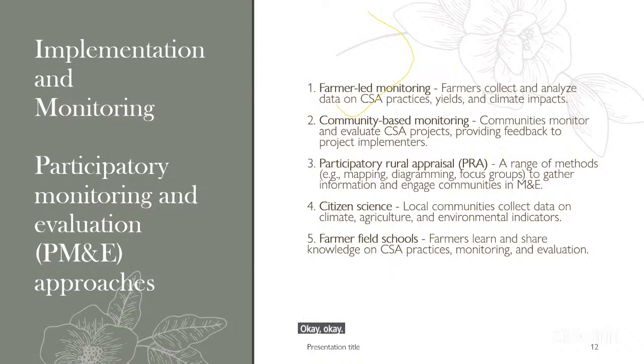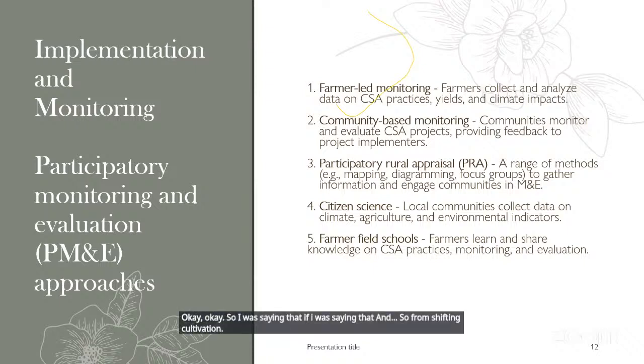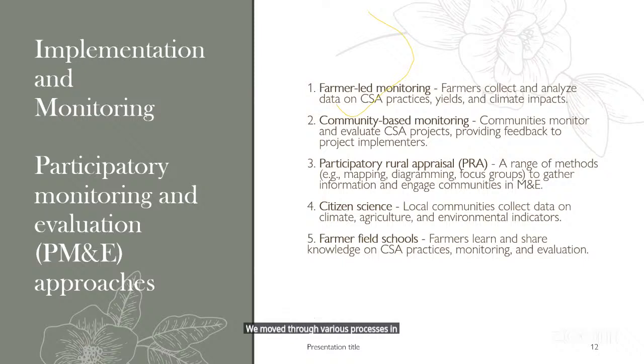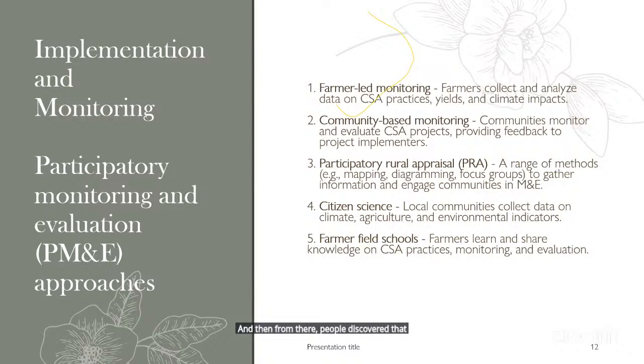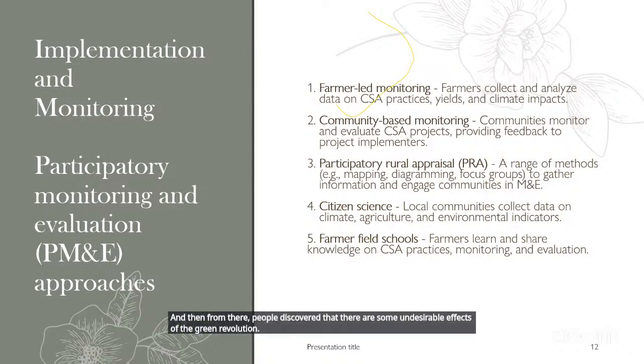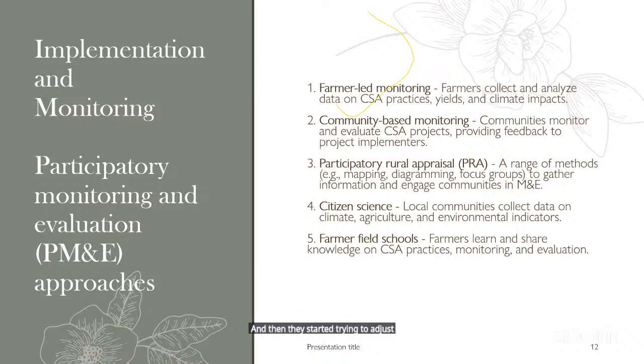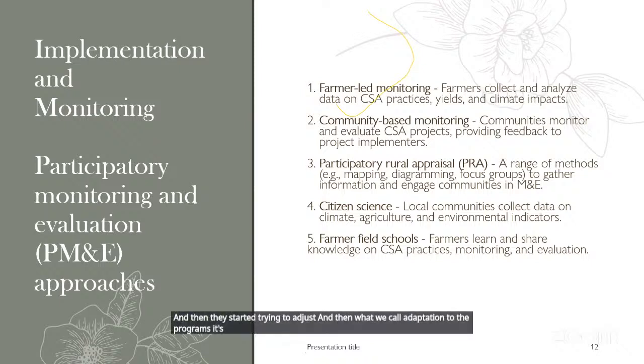So I was saying that, from shifting cultivation, we moved through various processes in agricultural development. We moved on to the Green Revolution around the 1940s, for example. And then from there, people discovered that there are some undesirable effects of the Green Revolution, and they started trying to adjust. That is what we call adaptation to the problems. It's not only adaptation, but also adjusting. So by adjusting, several other ways of looking at agriculture and agricultural practice emerged.